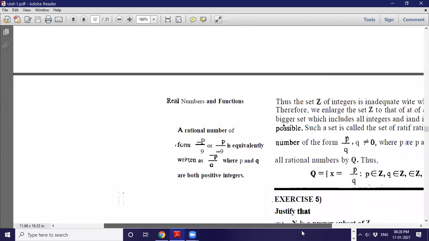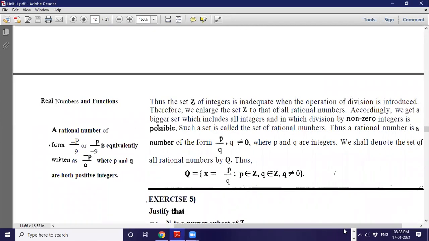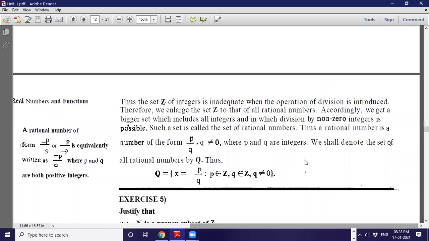Now, you know the set Z, that is integers. Here we cannot say that this is closed under division, right? So we enlarge the set Z to that of all rational numbers.